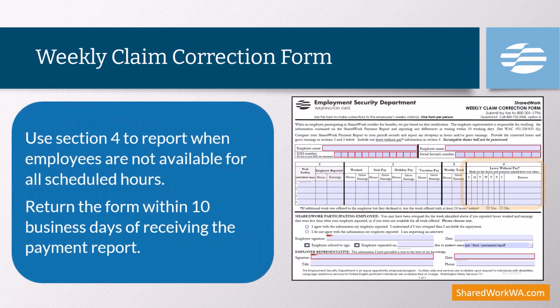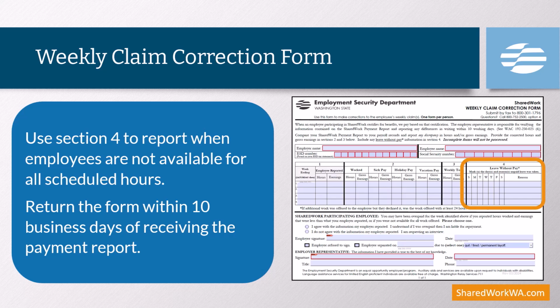Use the correction form to report if your employees are not able or available to work for a specific week or weeks. If they took unpaid time off for any scheduled hours, this needs to be reported in the Leave Without Pay section. As a reminder, if employees took time off but were paid for all scheduled hours, we consider them available for work. Also, please remember that employees are not required to be available for additional work if it's offered less than 24 hours in advance.